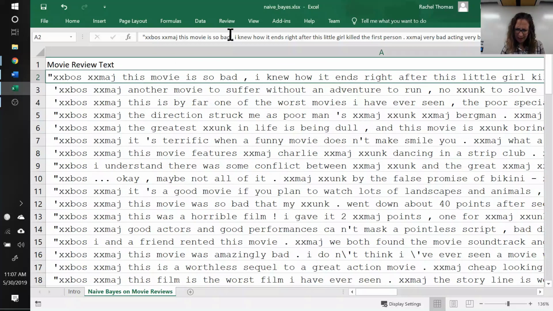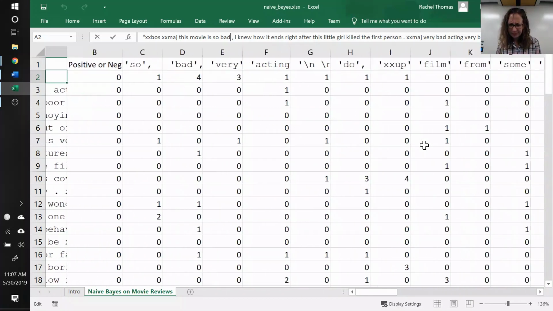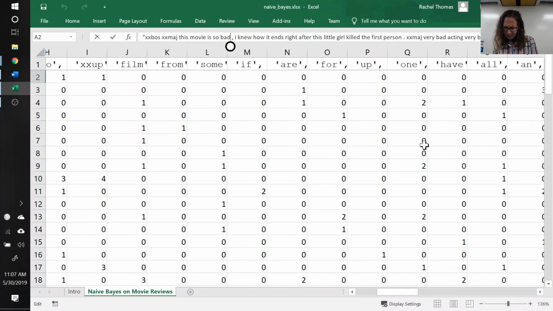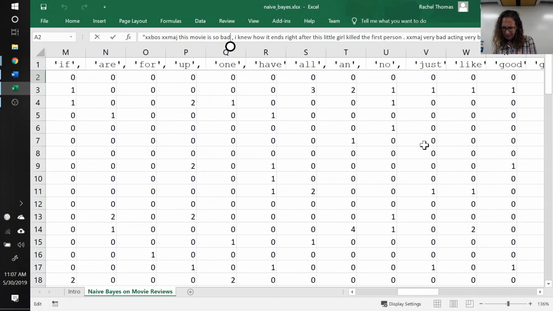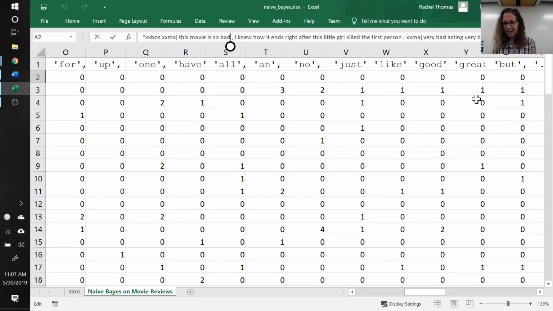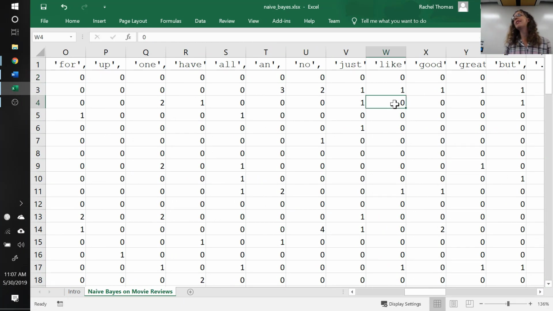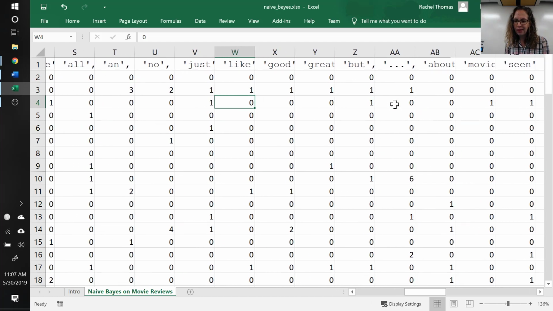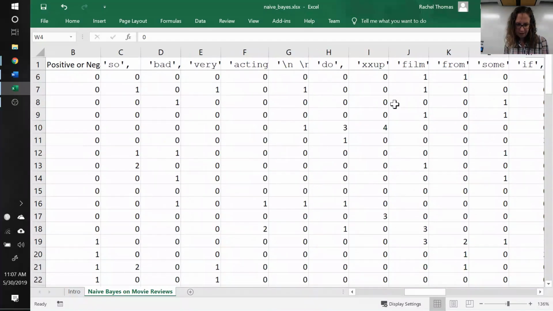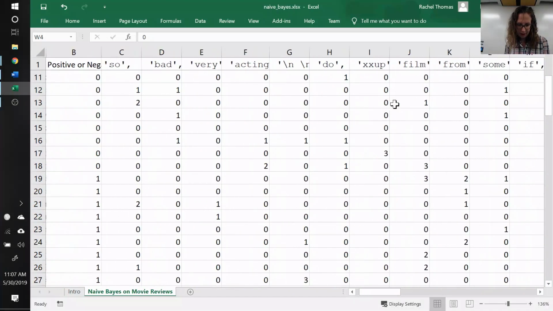I guess if we go up here, we can see more. Very bad acting, very bad plot, very bad movie. So a lot of very bads in here. Let me look through some of the other words. I've got good and great. And for all of these, this is a term document matrix of how many times the word is showing up in each review. So then we can scroll down to the bottom.